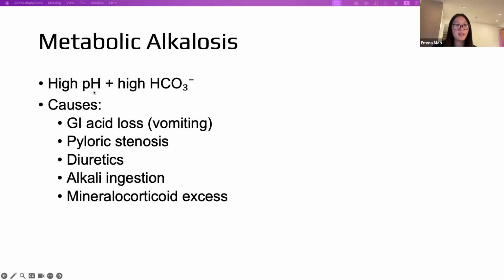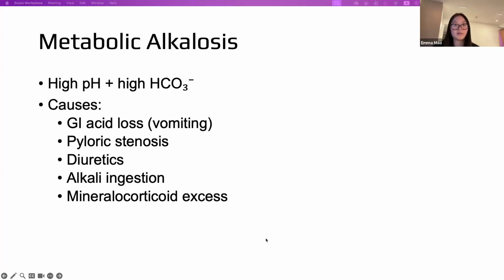Okay, metabolic alkalosis is a high pH with high HCO3, so bicarbonate. As you see, those are aligned, so that is from the earlier example of how to work out if it's a metabolic or respiratory alkalosis or acidosis. And the causes of metabolic alkalosis include GI acid loss, pyloric stenosis, diuretics, alkali ingestion, and mineralocorticoid excess.